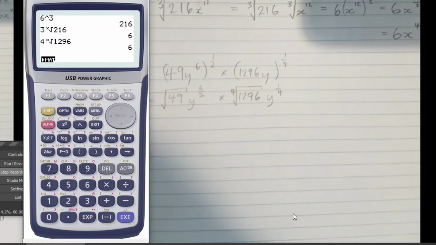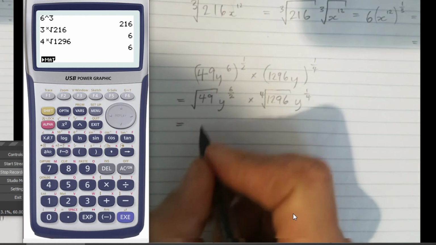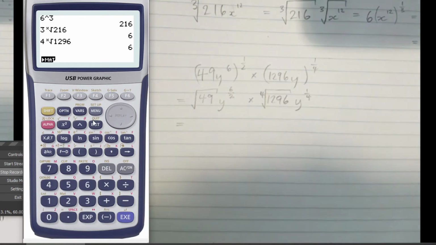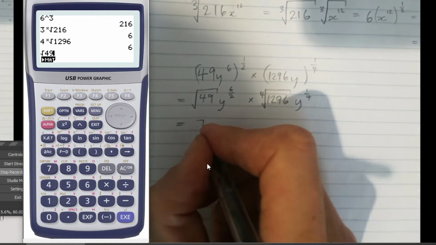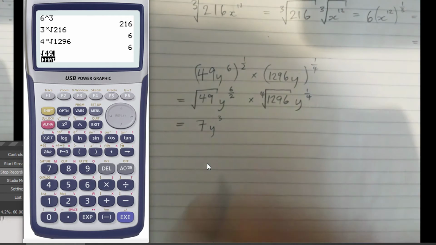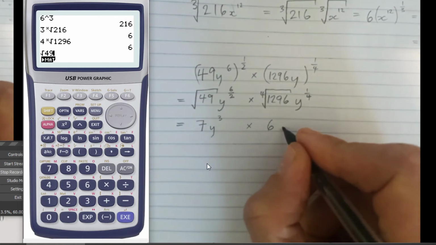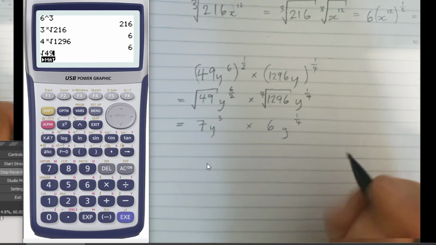So let's do the next line of working there. So square root of 49. I mean, if you don't know, you can just use your calculators. But I think you should know square root of 49. So that's 7, and then 6 over 2 is 3. So that's that one looking nice. And we just worked out that that was 6 before. And we got y to the power of 1 over 4. So now we just put these together.